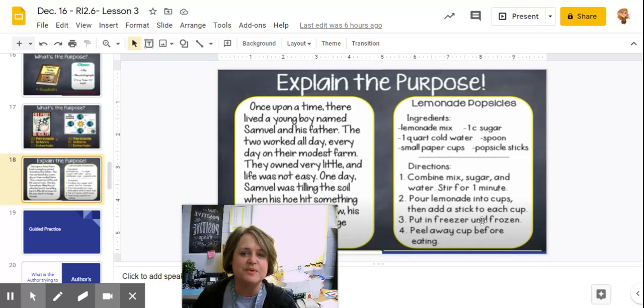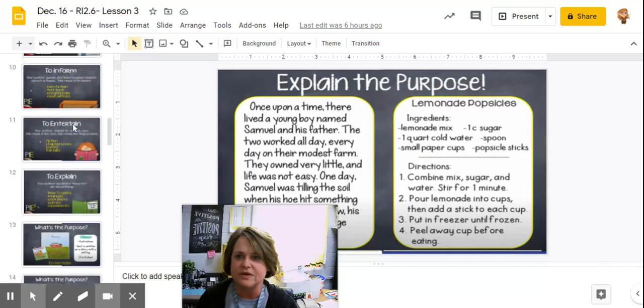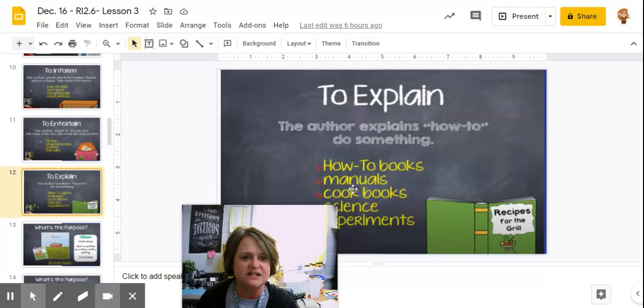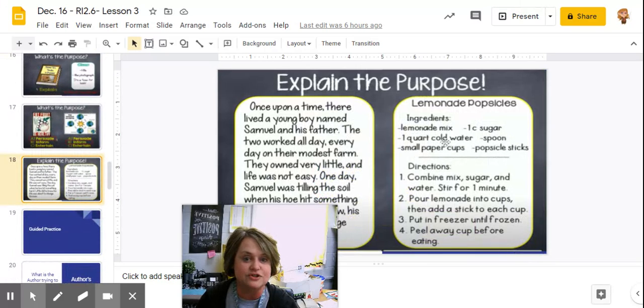So what is the purpose of the author in this type of writing? And I would say that this is to explain, because I learned that when I explain something, I'm giving the steps. So let's go back and look at that. To explain is a how-to. So I would definitely say that this is a recipe. How to do something is explain.